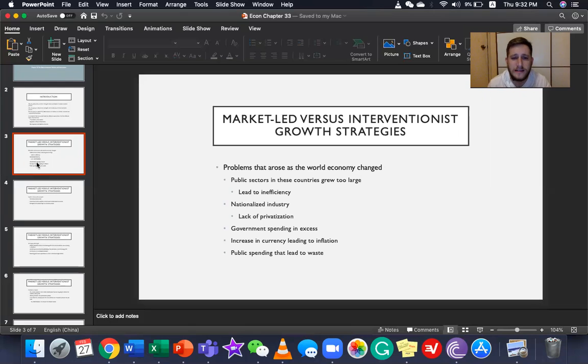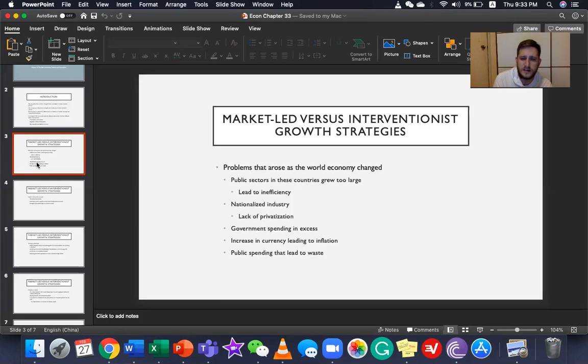So what became the norm was trying to move away from that through a liberalized approach to development. That is what we're looking at here: what type of approach to development is most important.